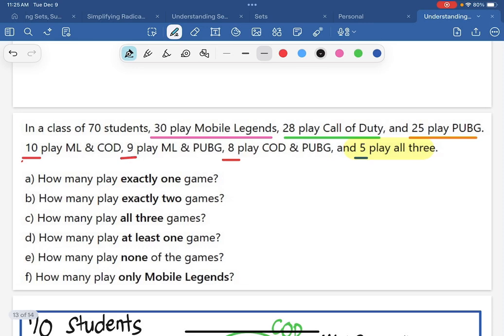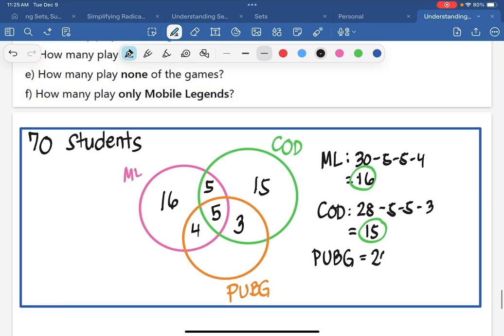PUBG is 25. So here 25 minus every number that we could see in this circle. So we have minus 5, minus 4, minus 3. So 25 minus 5 is 20, minus 4 is 16, minus 3 is 13. So for PUBG alone is 13.